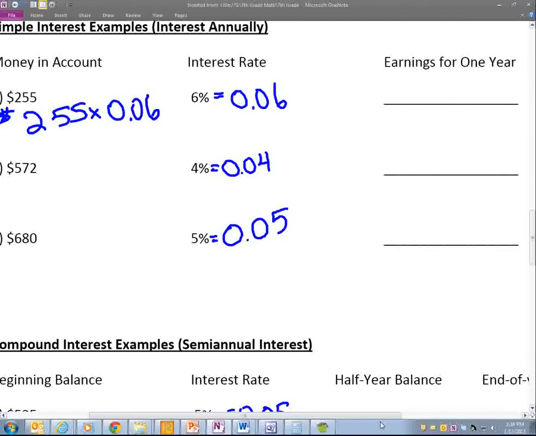$15.30. $15. We would need to add it, but it's just asking us, well, how much interest did we earn? If it asked us what our balance was, then you would add it to the original amount. So make sure that you're reading it and following directions and answering the question that they're asking.